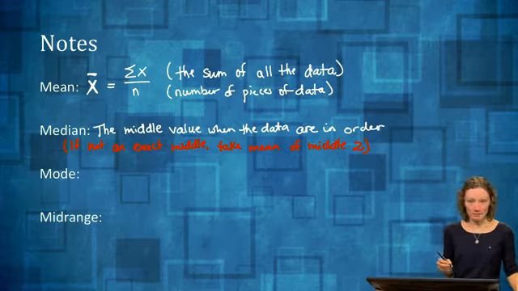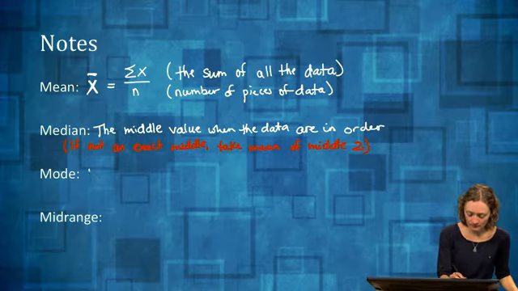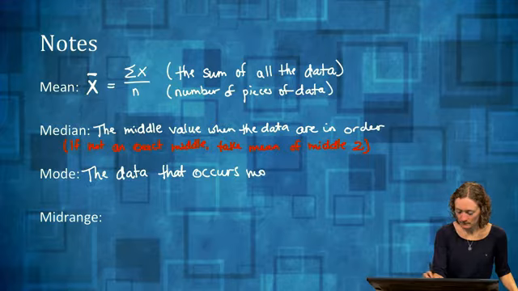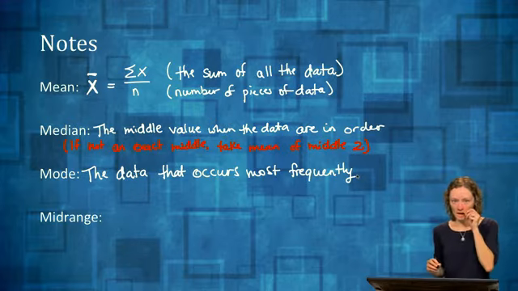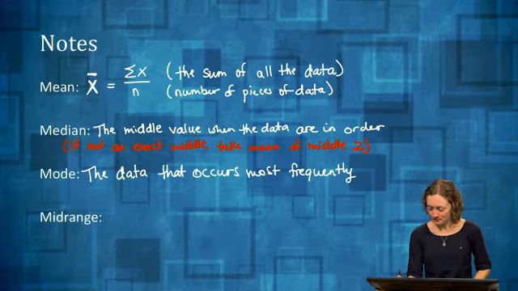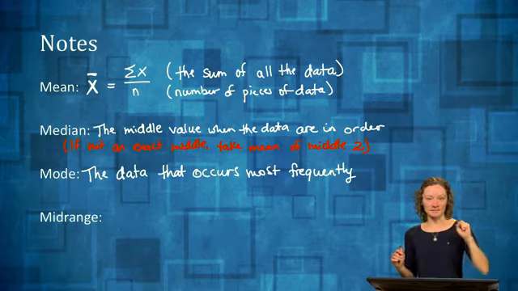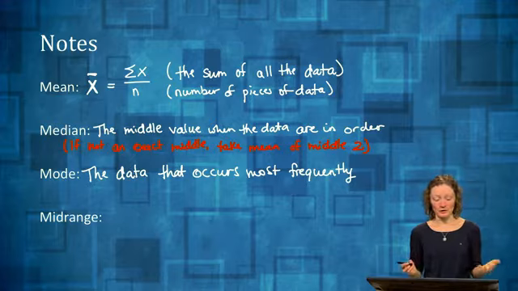The mode, you might be able to guess this based on our other definition of modal class. This is the data piece that occurs most frequently. So this all has to be numerical data. So when you're looking at that list of data, if there's one data piece that exists way more than everything else, then you definitely have a mode. Even if it just exists more than everything else, you have a mode.